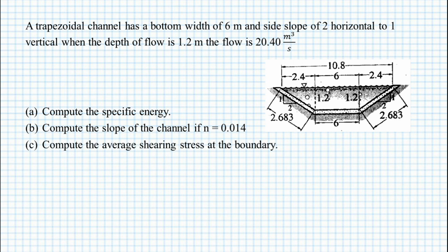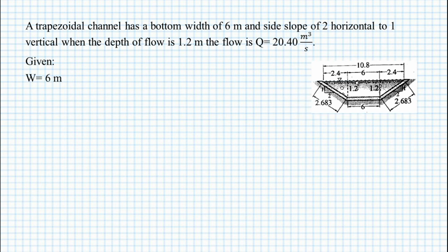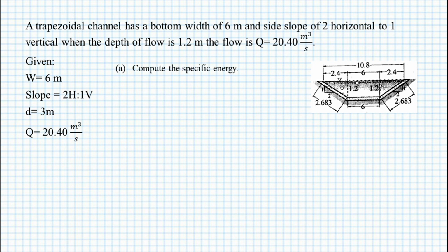The given values are width is equals to 6 meters with a slope of 2 horizontal is to 1 vertical with a depth of 3 meters and a flow rate of 20.40 cubic meter per second. First, we were going to compute the specific energy. But before we solve for the specific energy, we were going to find the area and velocity of the channel.